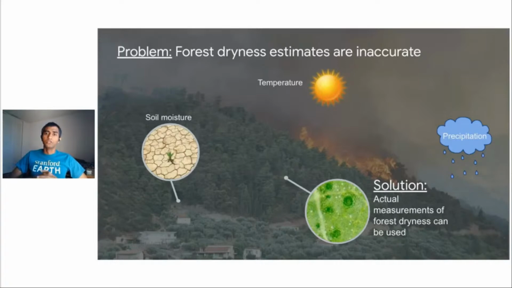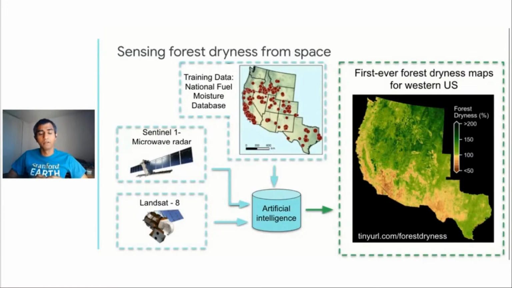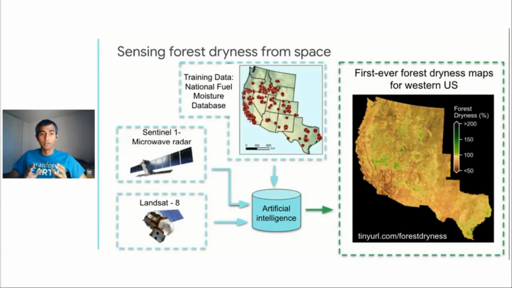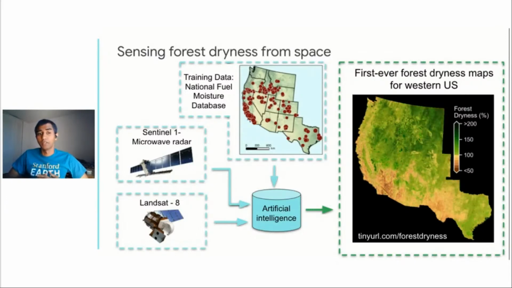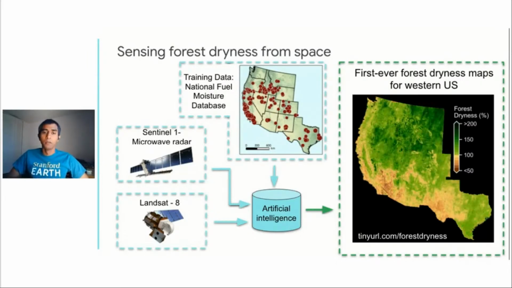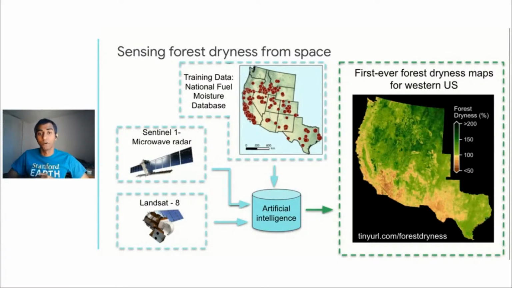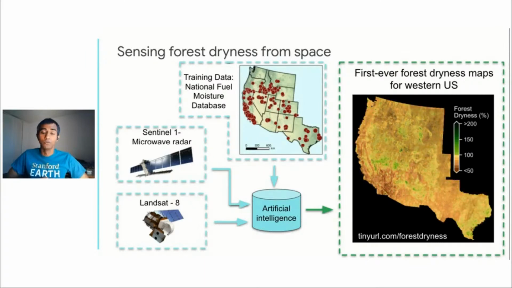So we did exactly that. We used microwave radar and optical remote sensing products in a deep learning model to come up with a more accurate representation of forest dryness over the entire Western USA. These maps are at 250-meter resolution, and for the first time ever, we have such high-resolution maps for Western US. But I should say that none of this would have been possible if not for the efforts by the staff of United States Forest Service, who painstakingly collected all of this data for our training and validation.